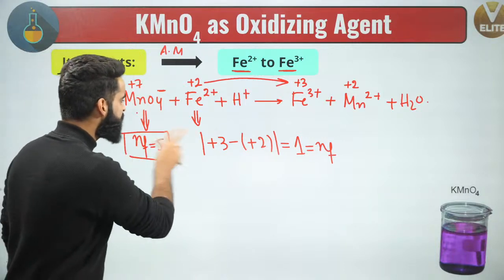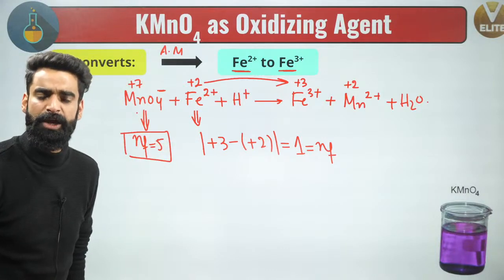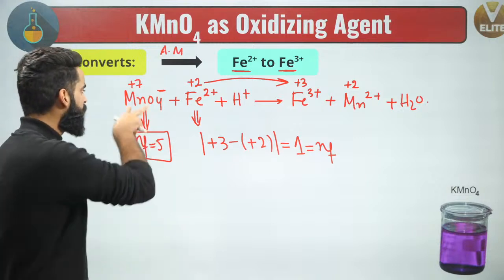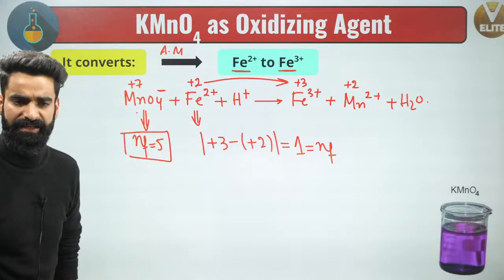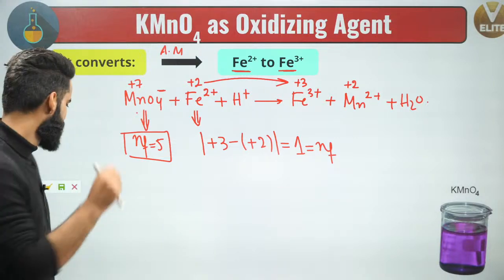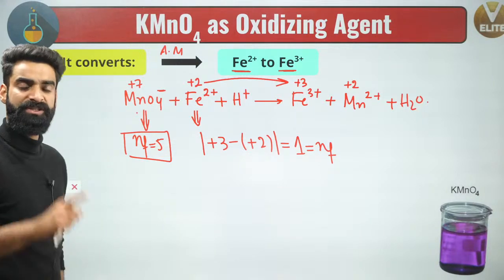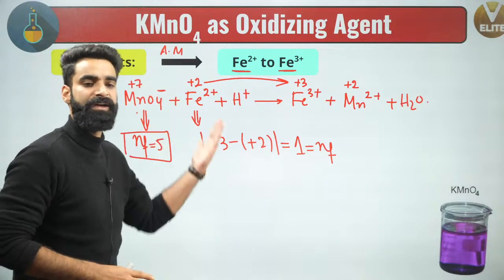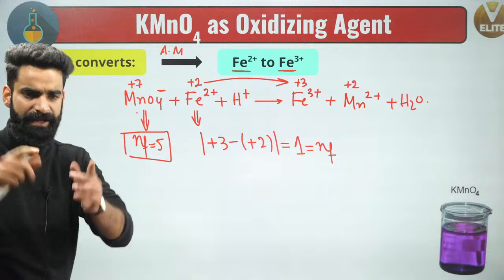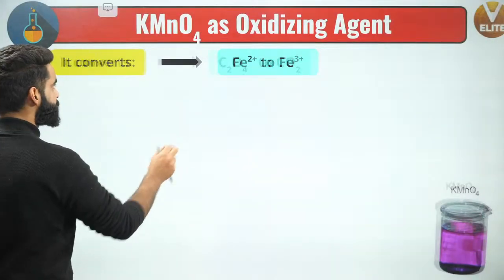Yes, if you got their N factors, you can easily calculate their equivalent masses. How? Molar mass of this divided by N factor, molar mass of this divided by N factor. You can easily get the equivalent mass. Very simple. Now people, let me move on to one more reaction. The first reaction which I want you guys to remember, simple: the KMnO4 converts Fe dipositive to Fe tripositive. Now people, one more.